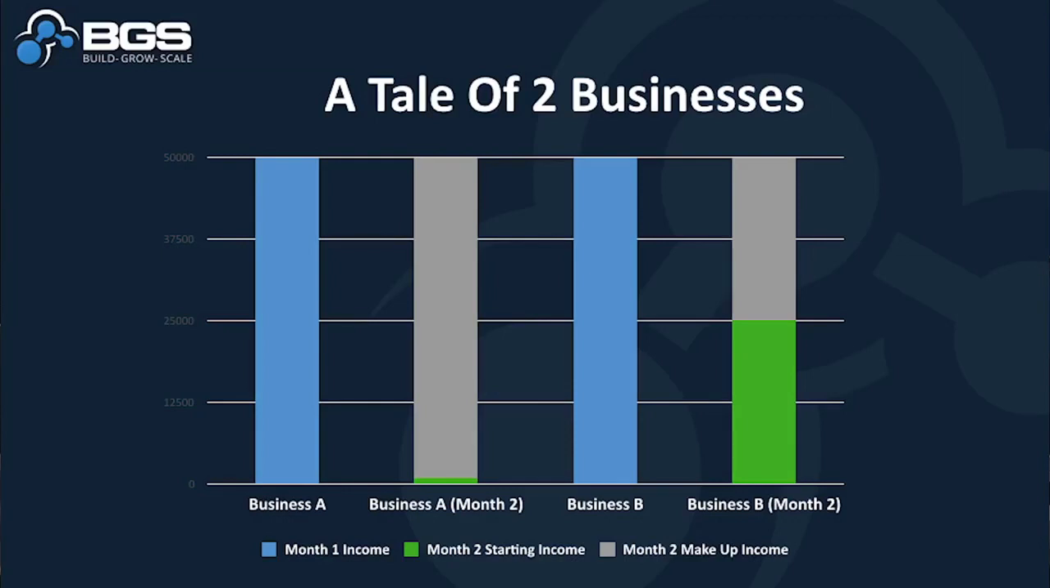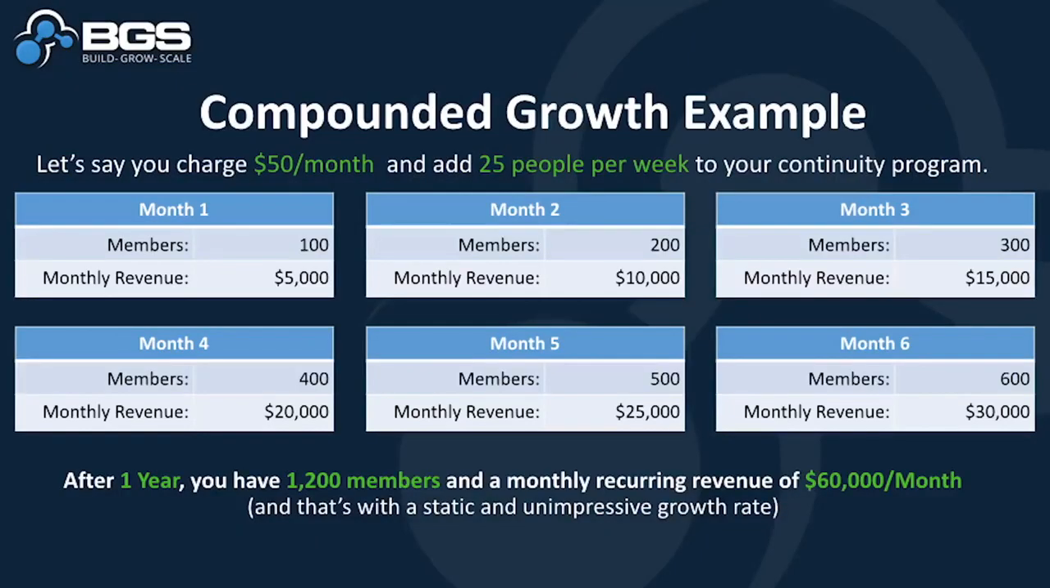Now, what would happen on the third month if everything stayed true? Business A would start over again at zero, whereas in the third month, business B would now start at 50K. They've already hit their number before the month even started. This is the power of continuity. All right? It's insane.